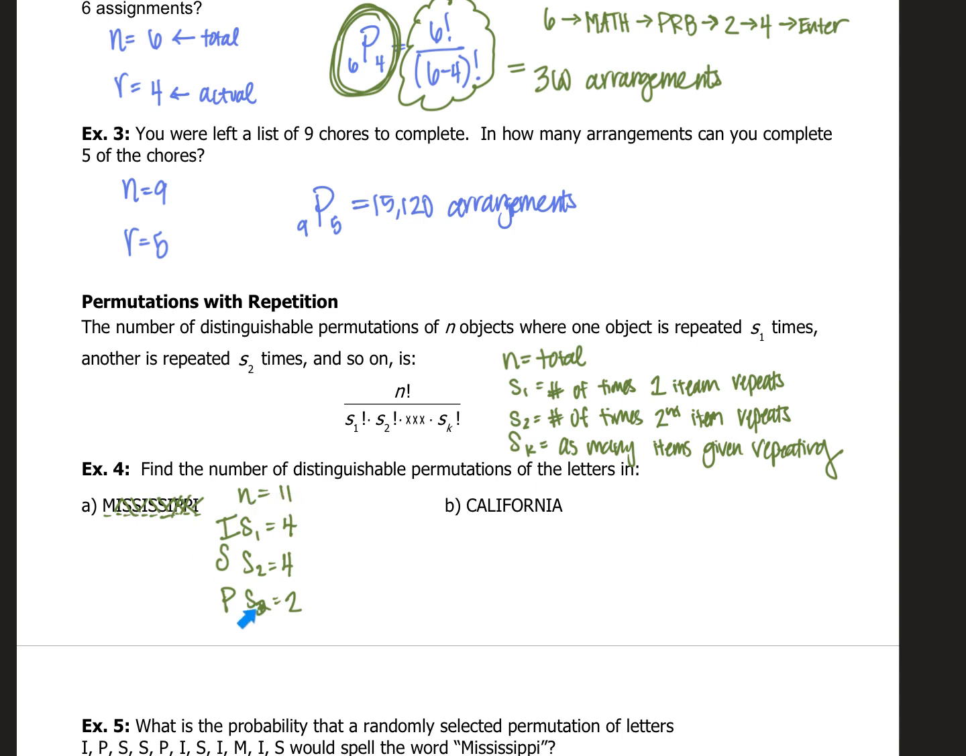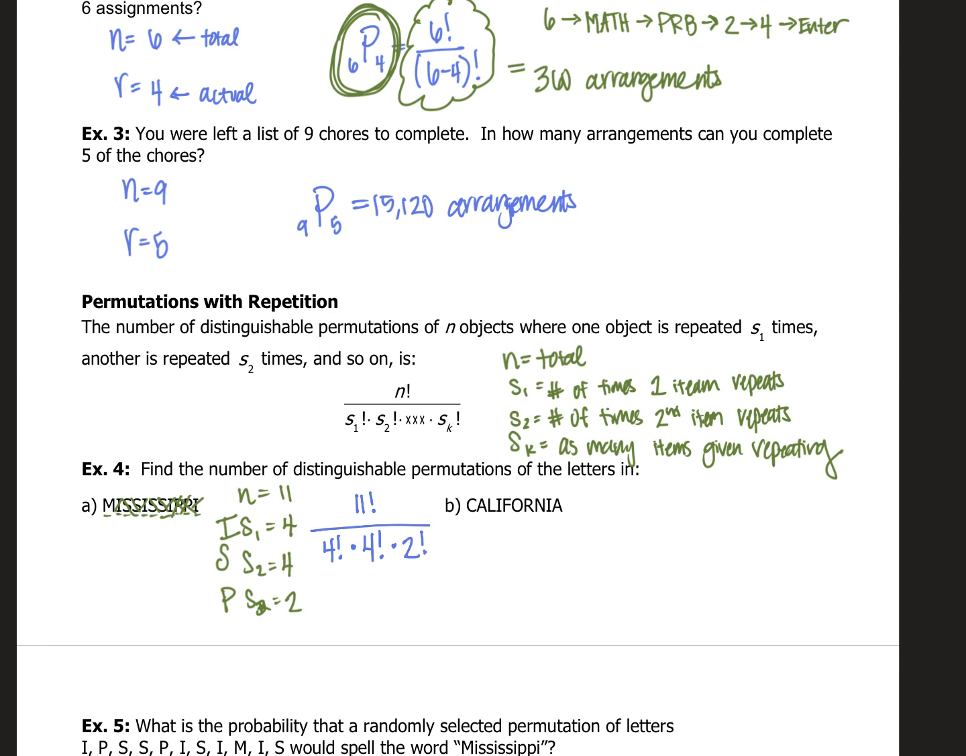Now all I need to do is take these variables and drop them in where they go in this formula. This formula says we have n factorial on top, so our n is 11, so 11 factorial, over, we start with S1. S1 was the number of i's, so 4 factorial, times S2, which was the number of s's, again 4 factorial, times the number of p's in Mississippi, which is 2 factorial. So that's how we utilize this formula.